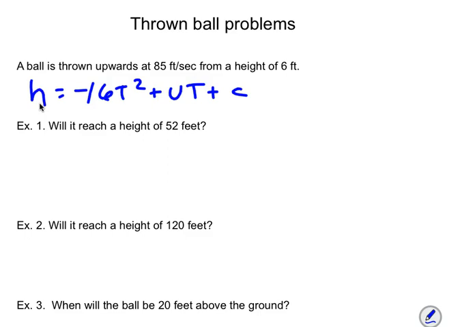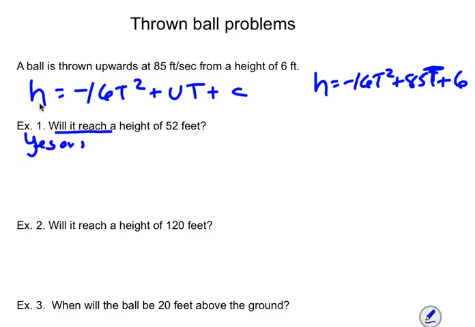V is the velocity, so this problem would be 85. And then C is your starting height, and that would tell you that your height is 6. So the formula we want to use is H equals negative 16t squared plus 85t plus 6. So I want to know if it's going to reach a height of 52. The question is, will it reach a height? That's a yes or no answer, but I do need to be able to justify it. So I don't need to find the time, I just need to know will it.